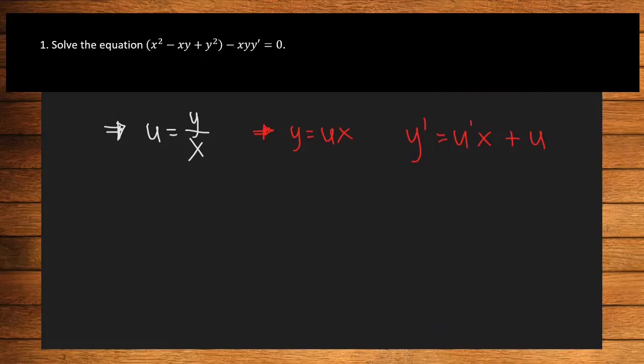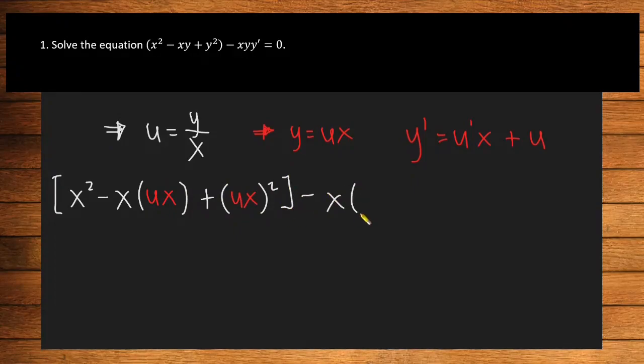And now what we are going to do is substitute y and y prime, which are now in terms of u, into our original equation. So we will have x squared minus x times our y, which is now equal to u times x, plus u times x squared, and then minus x times our y again, which is equal to u times x, times our y prime, which is now equal to u prime x plus u, equal to 0.